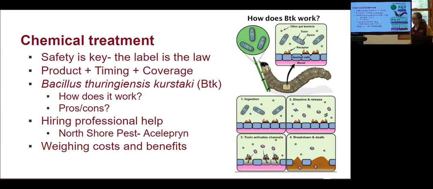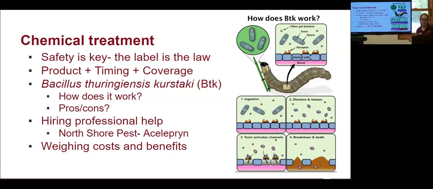Remember that the label is the law, so the instructions on that pesticide label must be followed exactly, both in terms of the percents that you're mixing, and then also protecting yourself with personal protective gear if you're going to be using a pesticide. For budworm, you have to make sure that you're choosing the right product, that you're using it at the right time of year, and that you're covering the tree properly for it to work.